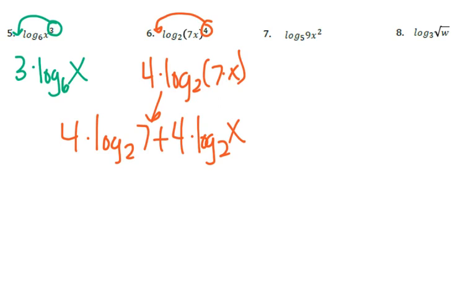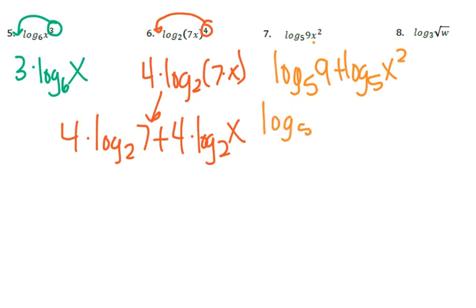Number 7, now that squared is only with the x. So this time, first I'd want to split them up. Log base 5 of 9 plus log base 5 of x squared. Then I apply the power rule. So I get log base 5 of 9 plus that 2 gets pulled down in front. 2 times log base 5 of x.